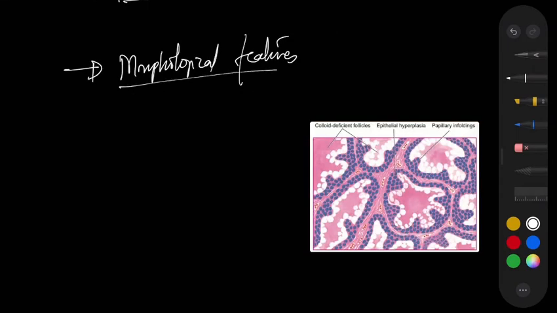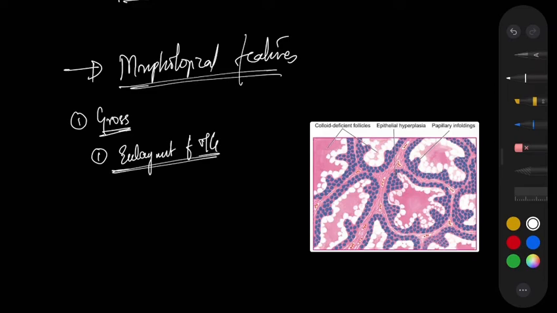We'll start with the gross features of the thyroid gland in Graves' disease. One, there is enlargement of the thyroid gland. In this condition, the thyroid gland weighs around 70 to 90 grams, and it also loses its normal translucency.